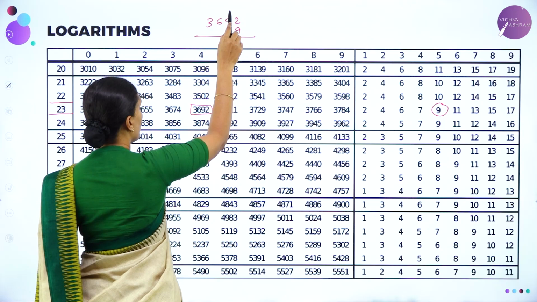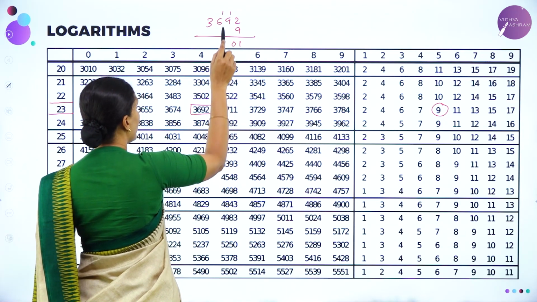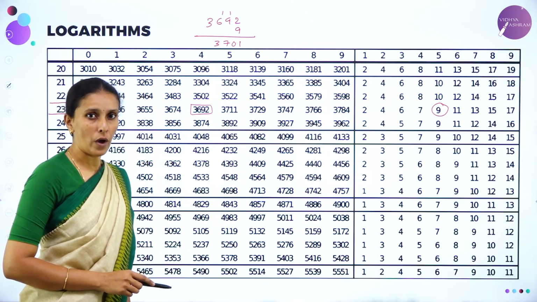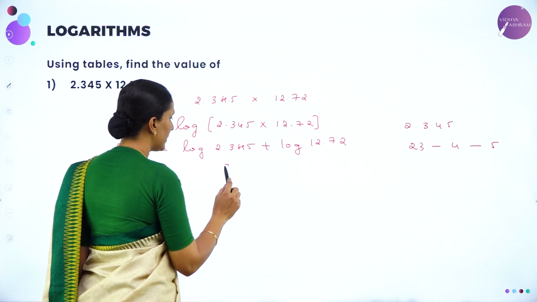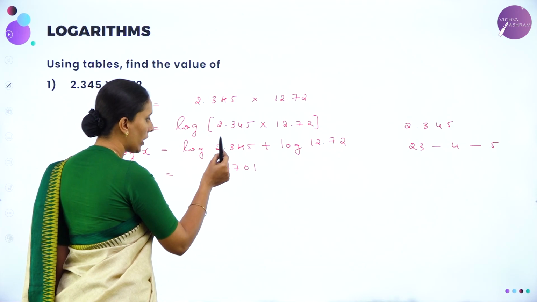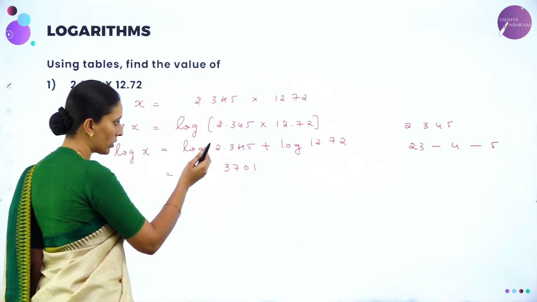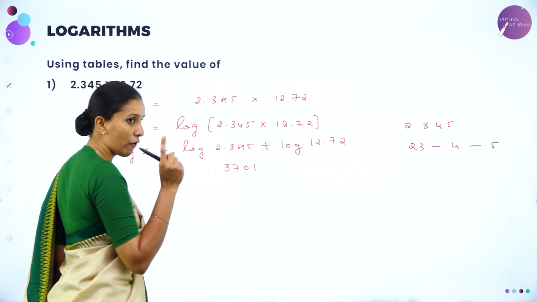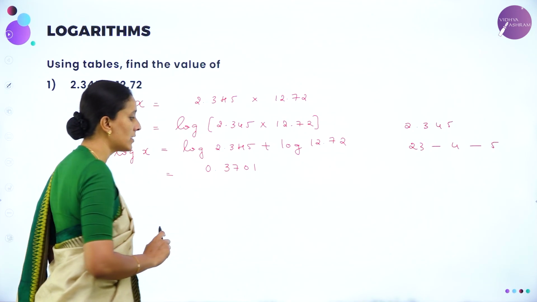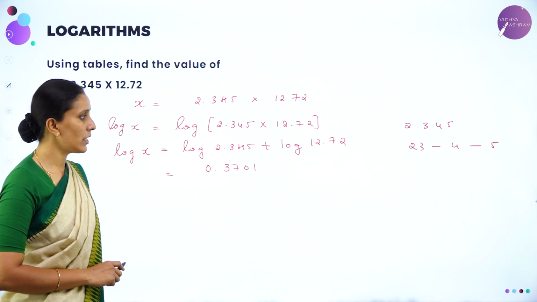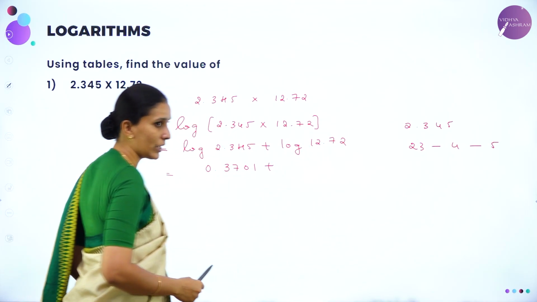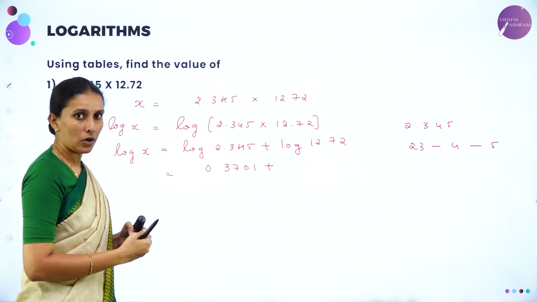So 11, 1 carry, 0, 1 carry, 7, 3. So it is 3701. So the mantissa part here is 3701. How to decide the characteristic? By looking at the number of digits before the decimal. So before decimal we have 1 digit. So we will subtract 1. So 1 minus 1, 0. So the value is 0.3701.